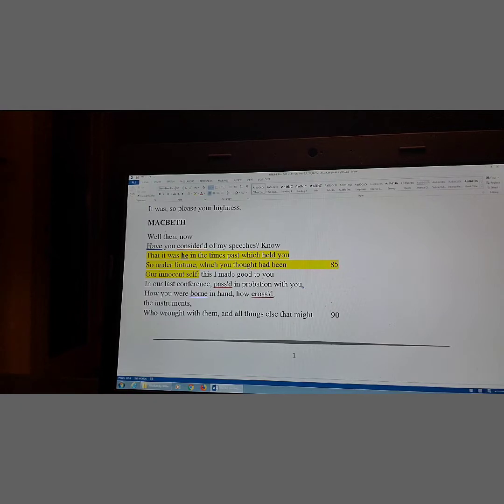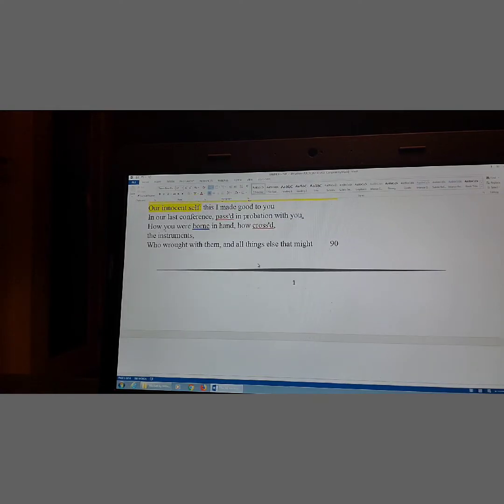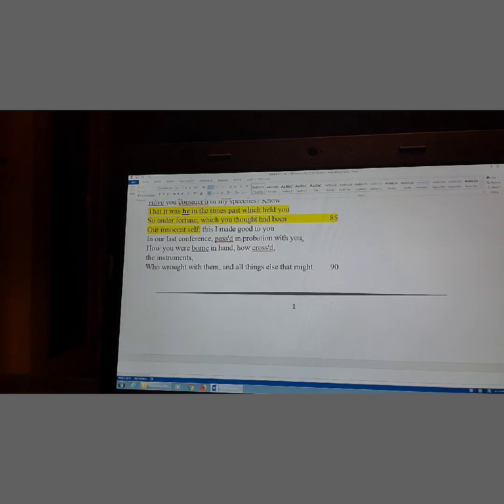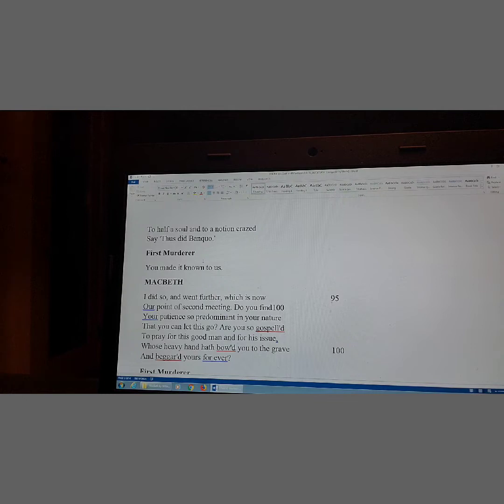Okay, in the text I provided you portions of the same text. "This I made good to you in our last conference, passed in probation with you, how you were borne in hand, how crossed, the instruments, who wrought with them, and all things else that might to half a soul and to a notion crazed say, 'Thus did Banquo.'" So now he explicitly says it, right?